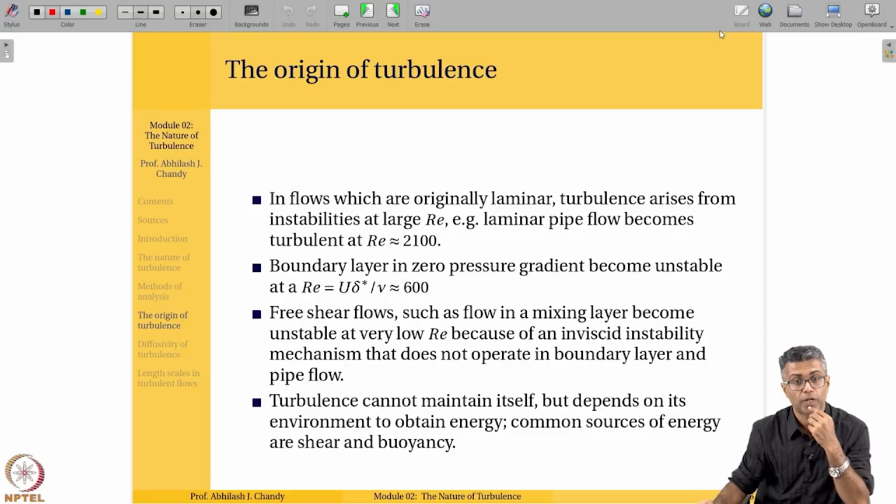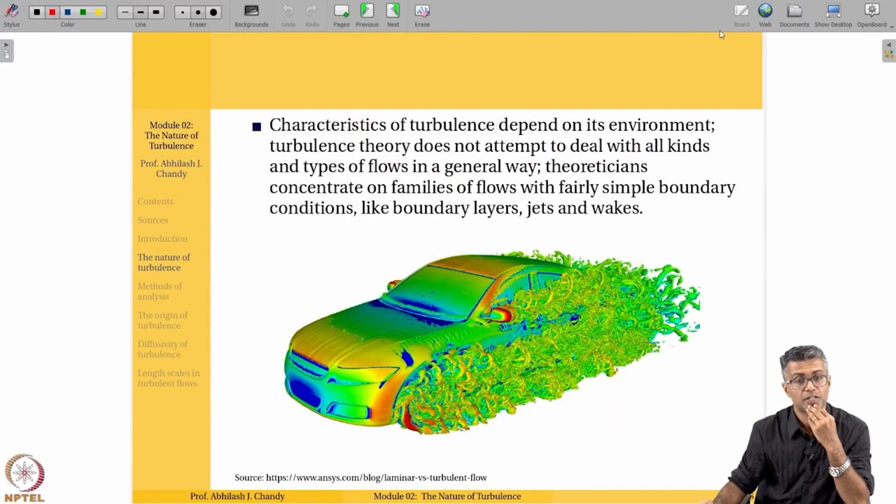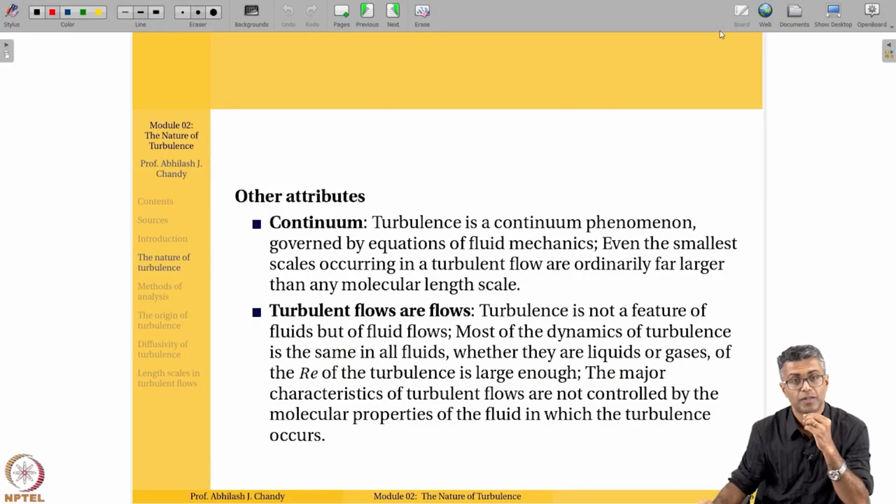Hello everyone. So in the last class, what we looked at in module 2 was a discussion of the attributes of turbulence. And the attributes included irregularity, diffusivity, a very important attribute which we'll discuss in detail in today's class, large Reynolds numbers, 3D vorticity fluctuations, and dissipation, again a very important attribute. Additionally, we also looked at the continuum assumption. So the continuum assumption is valid here, and the fact that turbulent flows are flows. It is not a fluid property, it is a flow property.